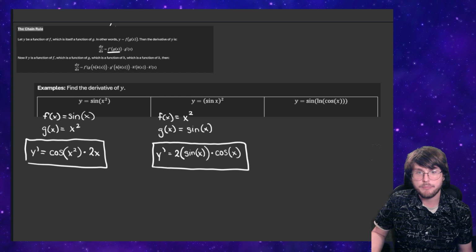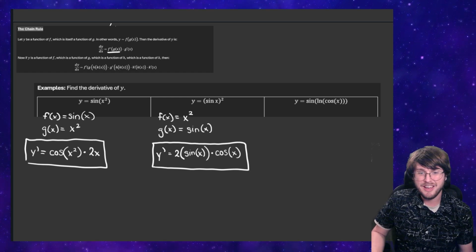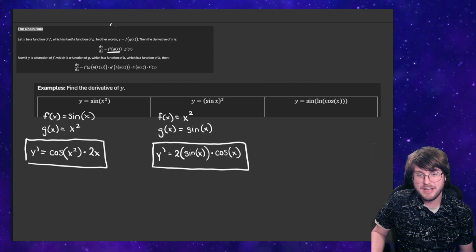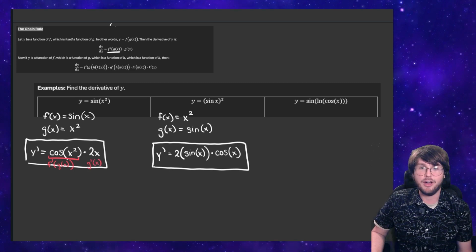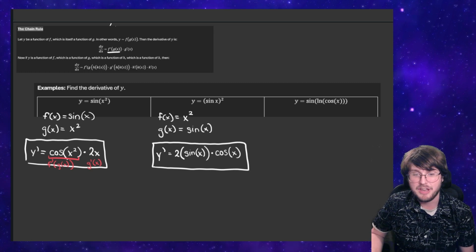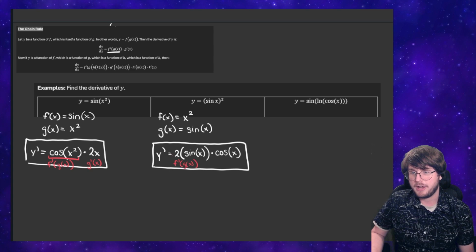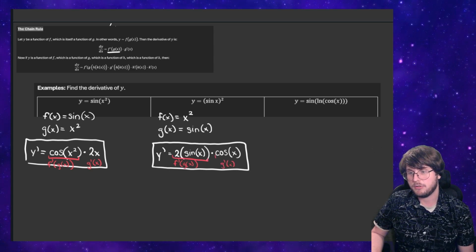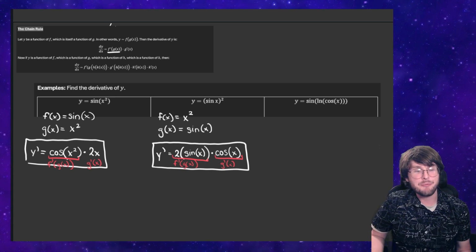Again, nice and easy. And just for clarity's sake, before we move on to a bit of an ugly, gross one, I'm going to clarify that this part right here is f prime of g of x. And this part right here is just g prime of x when we're thinking about how the chain rule is explicitly stated. And again, same thing over here. This is f prime of g of x, and then this is g prime of x alone. Cool.